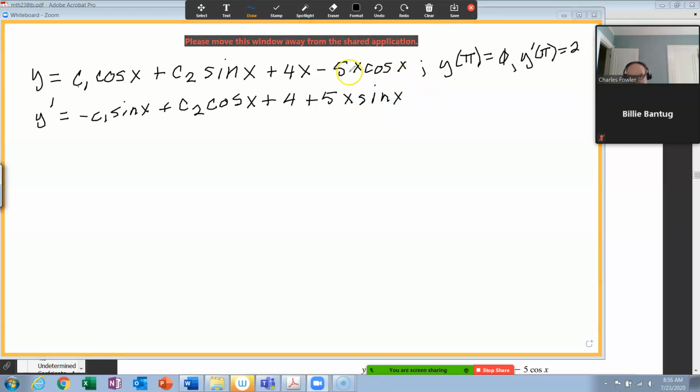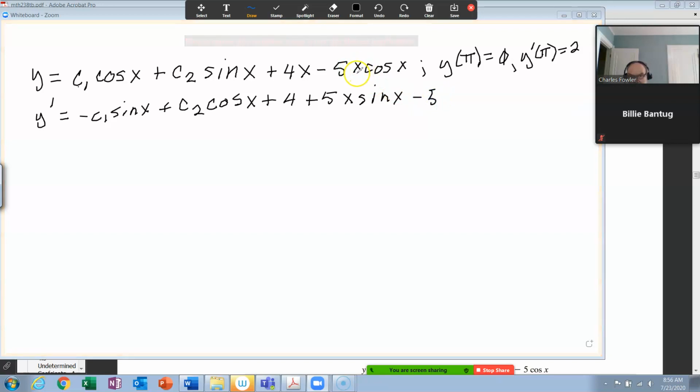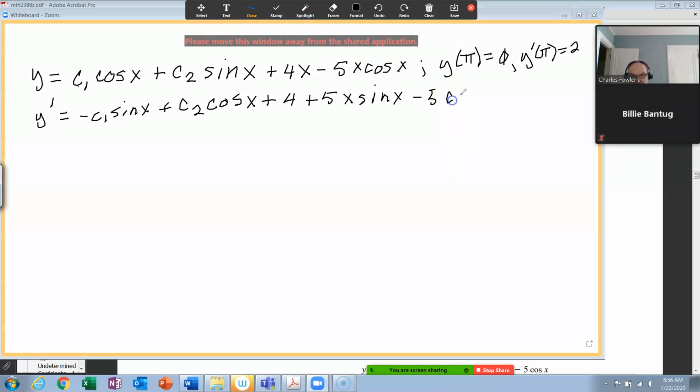And then that minus you still have there, so let's put it back. Minus 5 times the derivative of the first times the second. Well, the derivative of x is just 1, and the second is just cosine x. Okay, so there's your first derivative. Now we can plug our initial conditions in here.